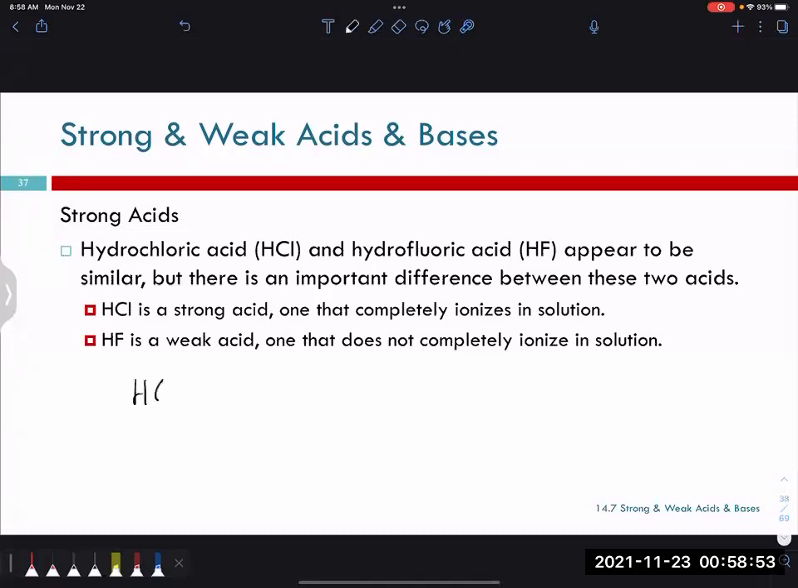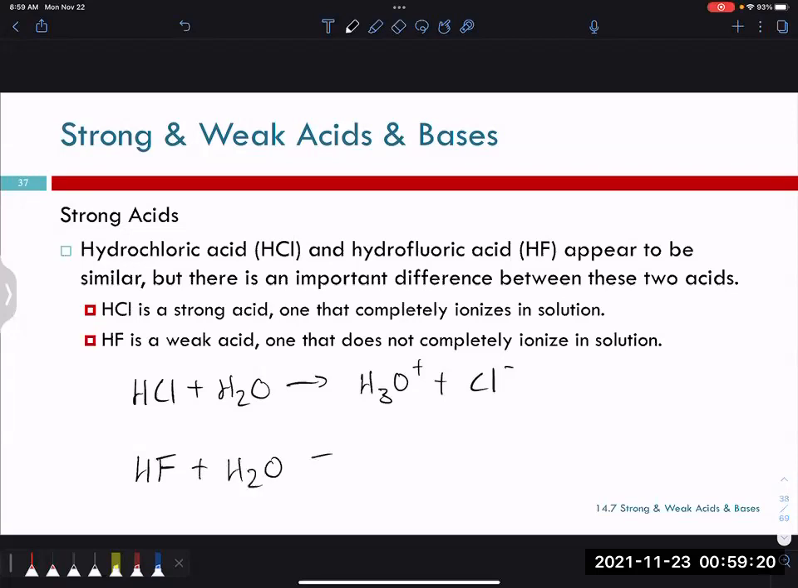So HCl, when you add it to water, completely ionizes to H3O plus and Cl minus. When you add hydrofluoric acid, we talked about equilibrium. Hydrofluoric acid plus H2O does not react completely. So for this top reaction, this is a really big forward reaction and a really small reverse reaction. So it pretty much entirely goes to these ions.